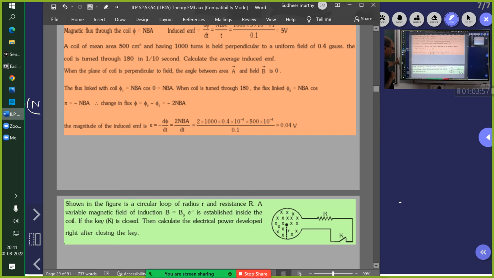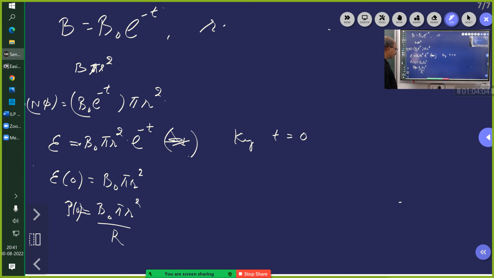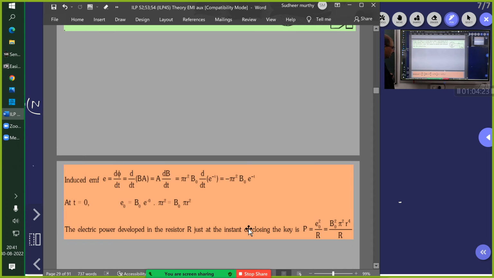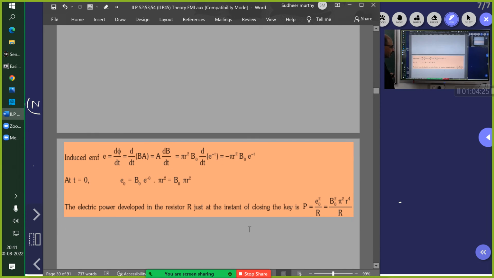I hope we are right. V square by R, sir. V square, so pi square r to the power of 4 by R. Yes, sir. Thank you. So B naught square pi square r to the power of 4 by R. Okay, so this should be the answer.